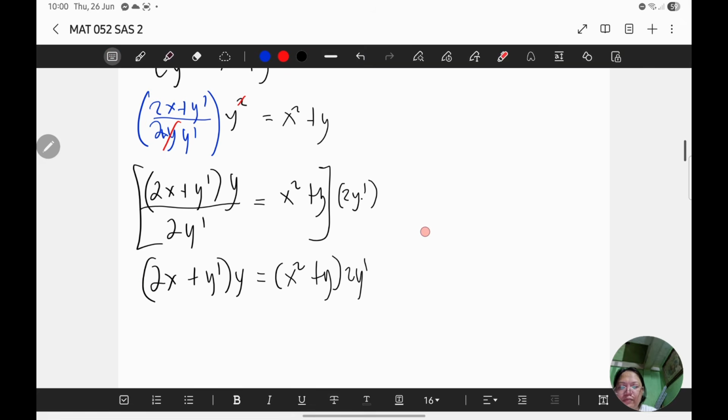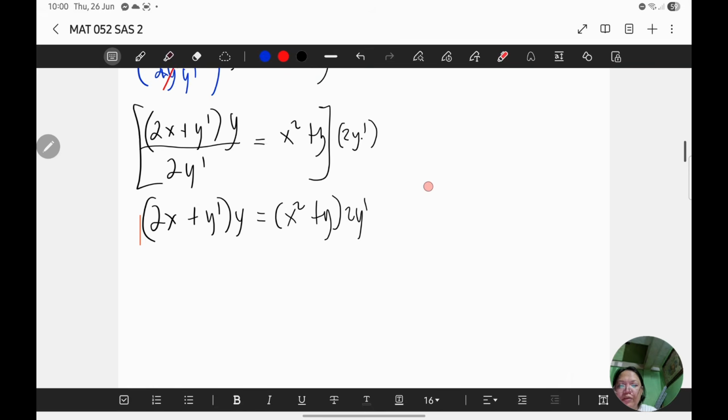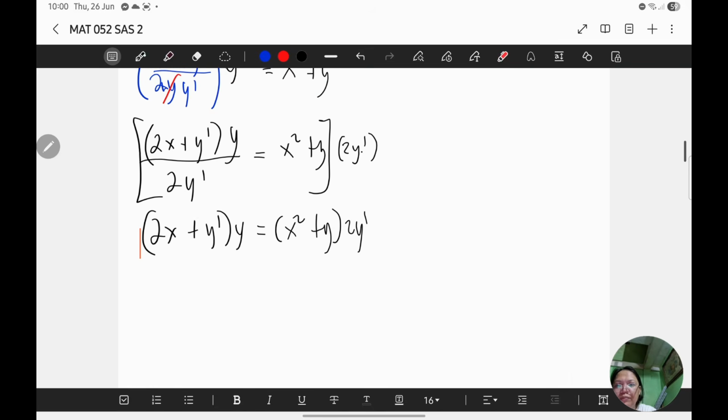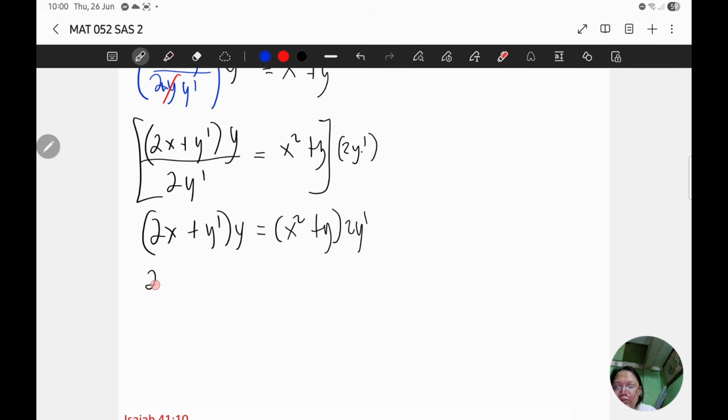So, distribute. So this becomes 2xy plus yy prime equals x squared times 2y prime. So we will get 2x squared y prime. Then plus 2y y prime. Then add like terms.